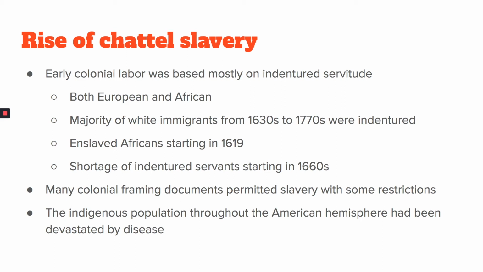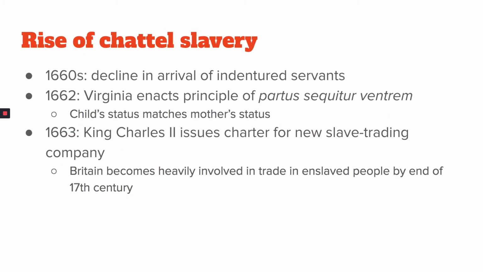In fact, John Locke, who is an important Enlightenment philosopher whose works are going to inspire some of the words in the Declaration of Independence, actually wrote some of his most important works to try to justify the enslavement of indigenous peoples in the Carolinas. And so by the 1660s, we have this decline in the arrival of indentured servants. And by 1662, Virginia enacts an important idea, which is the principle of partus sequitur ventrum. Now, previously, through English common law, children would take their father's status, and that would include people who were enslaved.